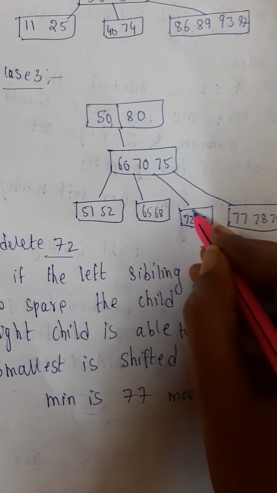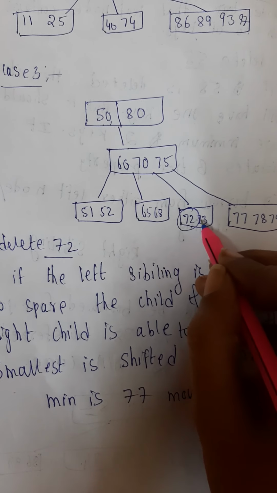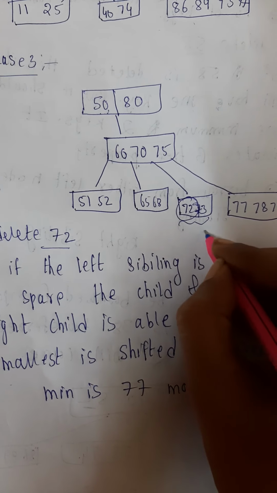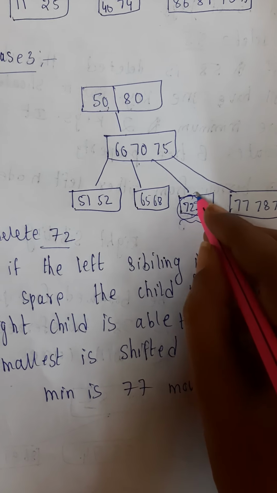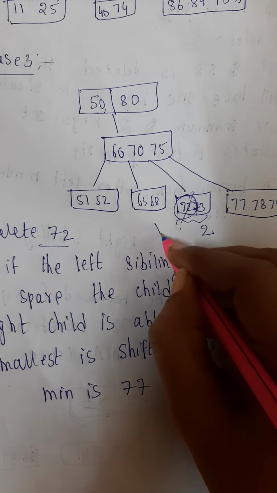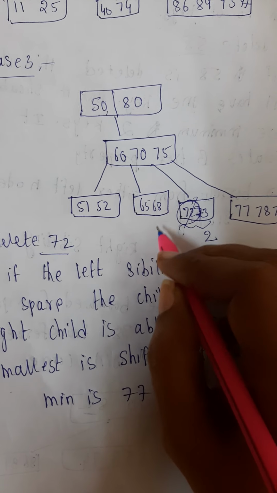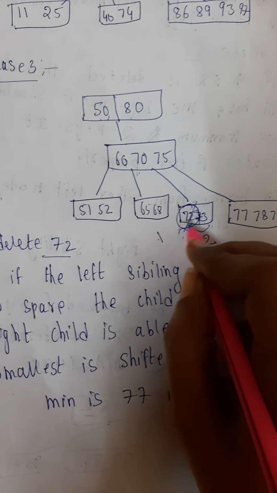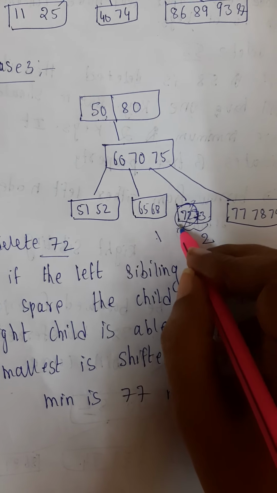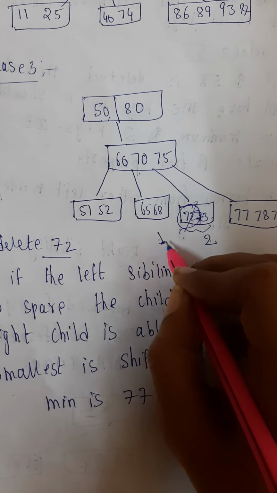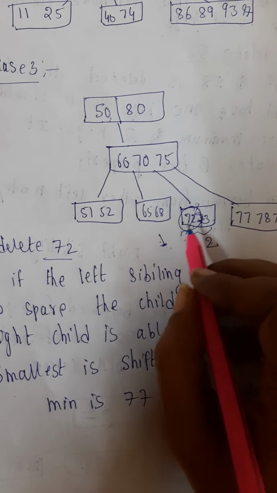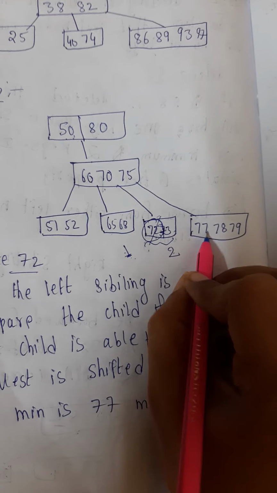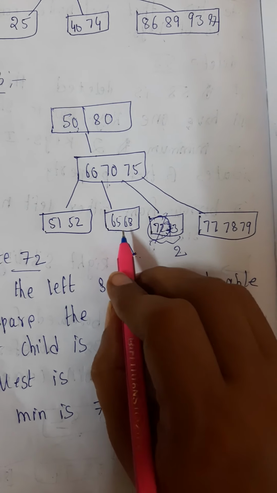Now this 72 I want to delete. If I want to delete 72, first, as I said, we have to check how many keys we have. 2 keys we have. Now if you delete 72, what happens? You will be having 1. It will be violating the property of B tree. What is the property of B tree? If the order is 5, the minimum number of keys should be 2. But if you delete this, the number of keys will become 1. In that case, as I said, we have to borrow either from the left sibling or from the right sibling. Now let us try from the left sibling.